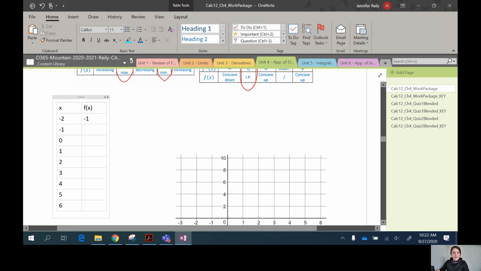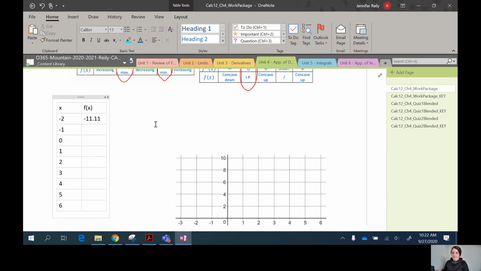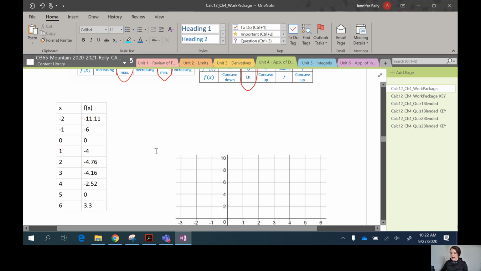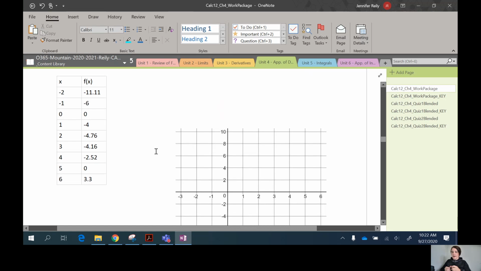If you plug in -2, it's -11.11. And -1 is -6. 0 is 0. 1 is -4. 2 is -4.76. 3 is -4.16. Again, I know it's tedious, but it has to be done. 6 is 3.3. Okay, so now it's time to plot the points.